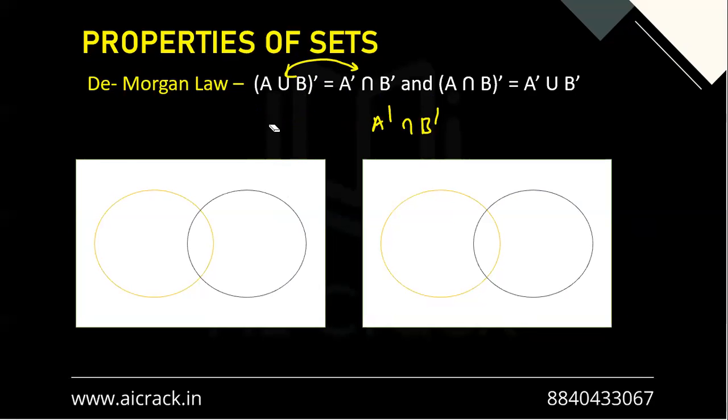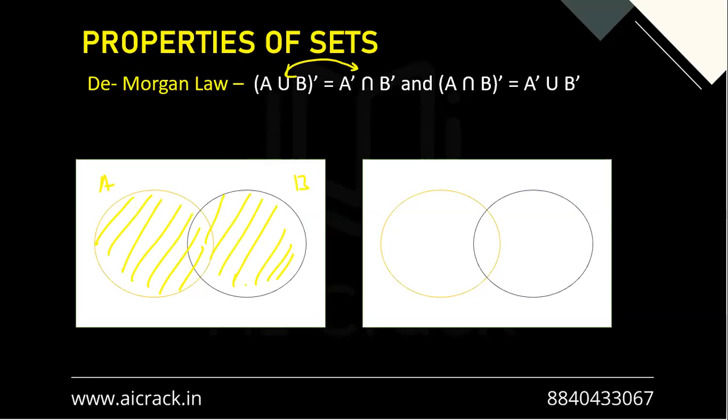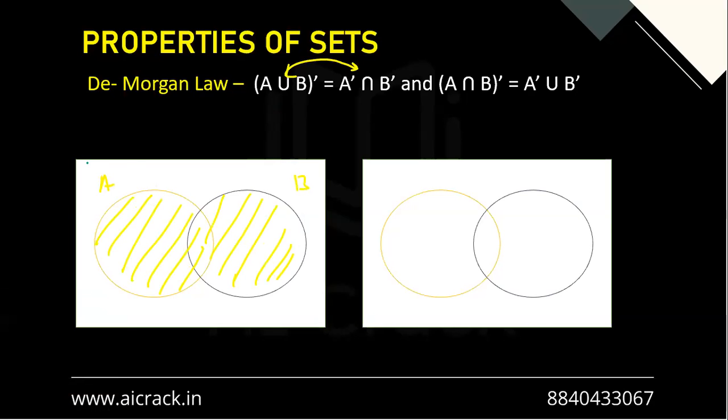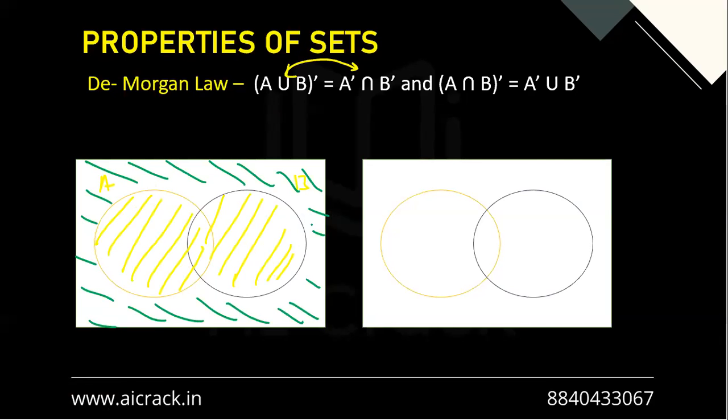Now let's look at the proof via Venn diagram. So this is A and this is B. Let's talk about A union B first. We can clearly see A union B is this. Now what we have to do is find the dash of this entire region. So let me use another marker. We can mark it here. This is A union B dash, the external region, right?